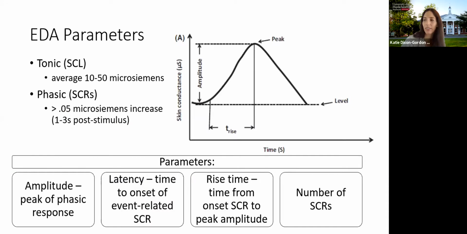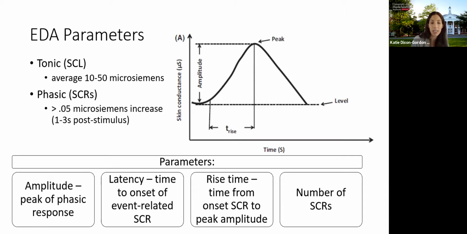And typically EDA is measured in terms of microsiemens. So again, we can think about this in terms of tonic level and also phasic shifts, right? So there's a number of different parameters we can look at. We can look at the amplitude, the peak of that phasic response from somebody's own personal baseline. If you have discrete, specific images or really time sensitive marked stimuli that you're providing to people, you could look at the time to the onset of that event-related skin conductance response.